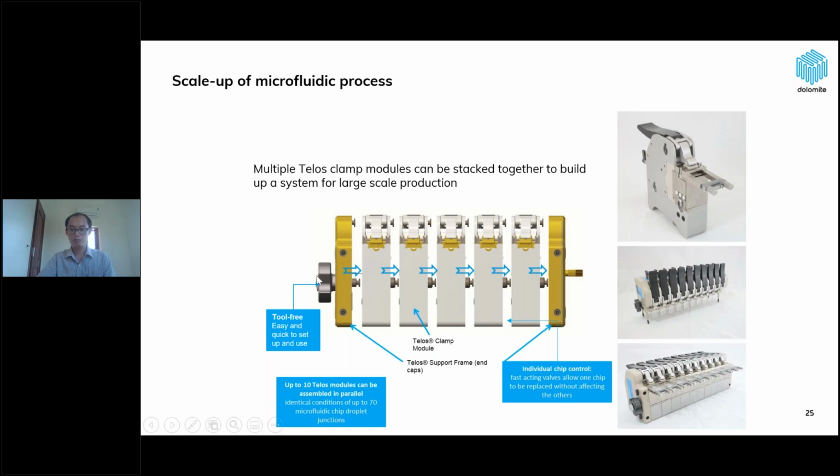The chips are controlled individually, with fast-acting valves which allow one chip to be replaced without affecting the others. So if one chip has a problem like blocking or working unstably, you can switch the valves, adjust the module or just the clamp module, and replace it with a new chip without any effect on the other chips and modules.